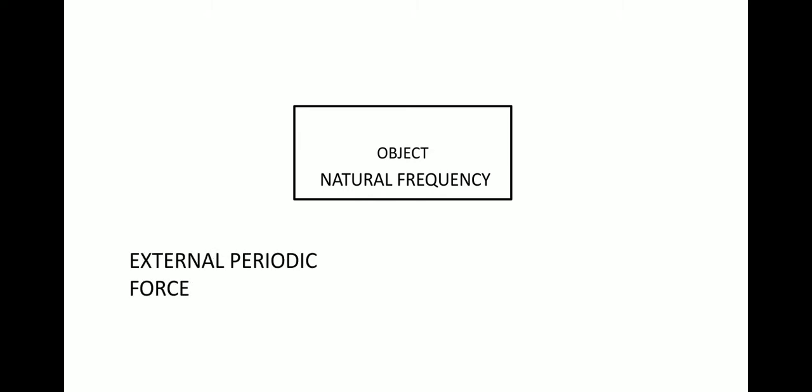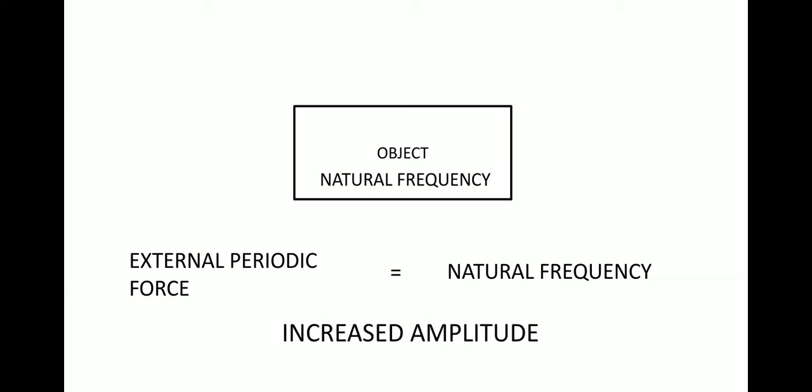Let's say there is an object which has its own natural frequency. There is an external periodic force which is applied on that object, and suppose the frequency of the external periodic force is equal to the natural frequency of that object, then there will be an increased amplitude in the vibration of that object. This increase in amplitude is called resonance.